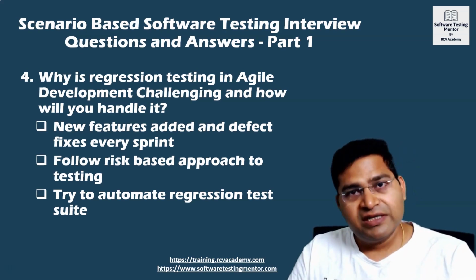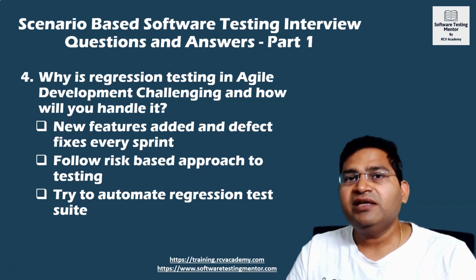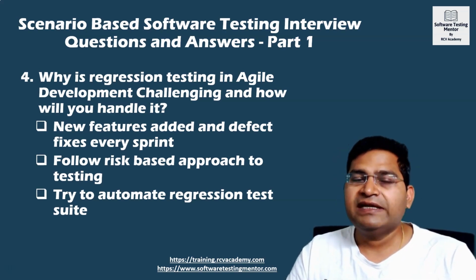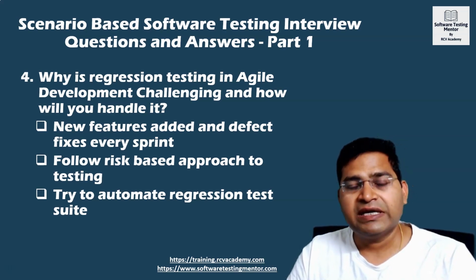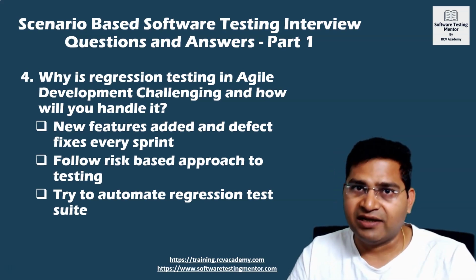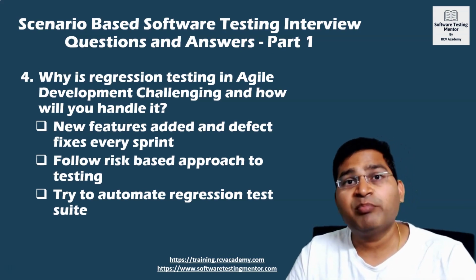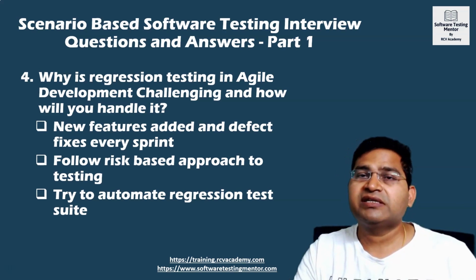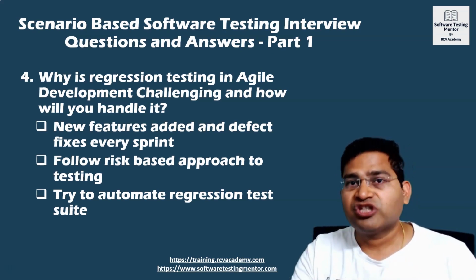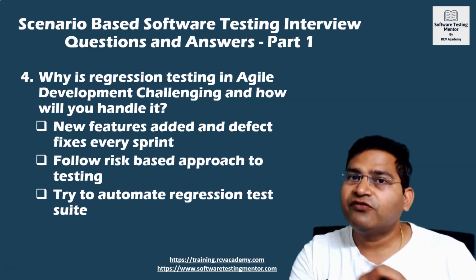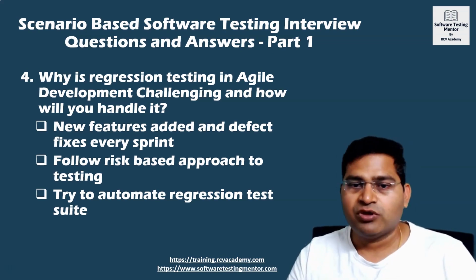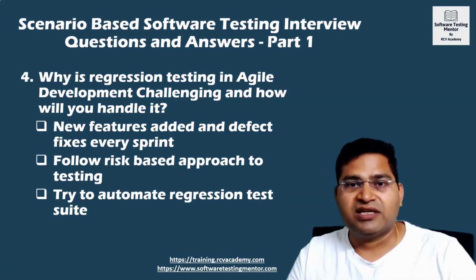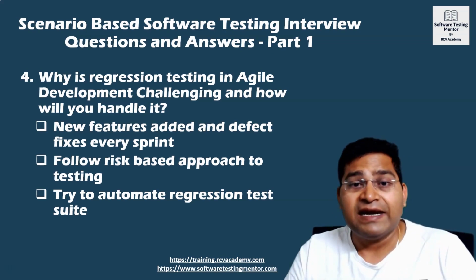Why? Because regression testing is done for any defect fixes or code changes, to ensure that the new code that has been added or changed does not impact the existing functionality, right? So that is why regression testing in Agile is really challenging. Okay. So this is the first part of the question that you are going to answer. Why is it challenging? Then how will I handle it?